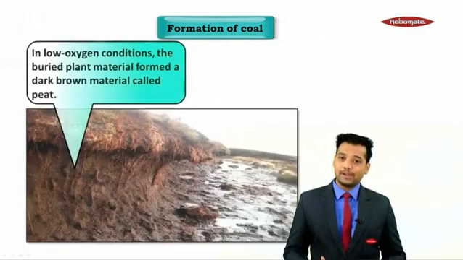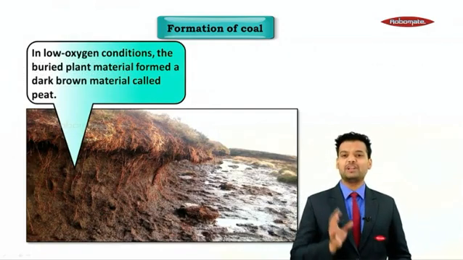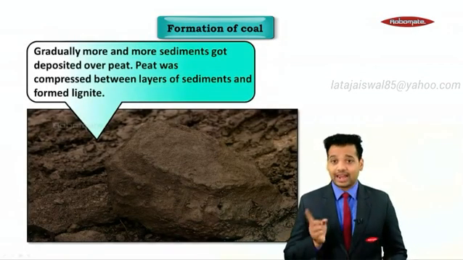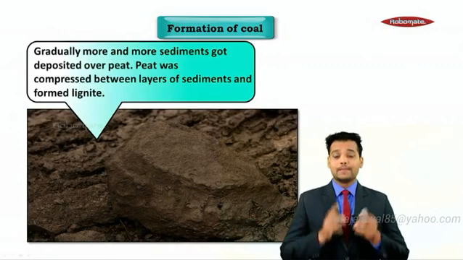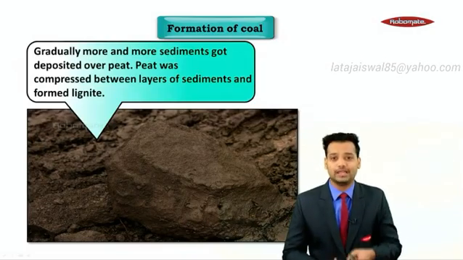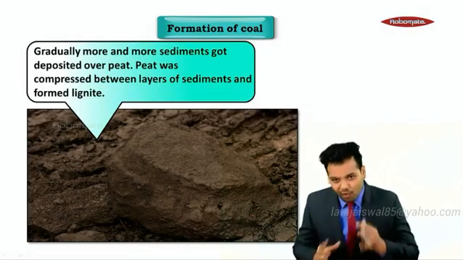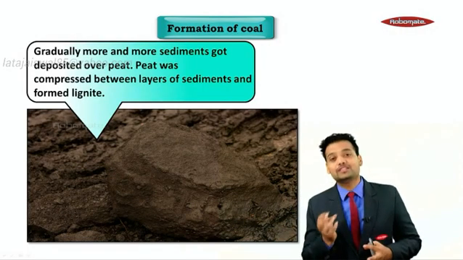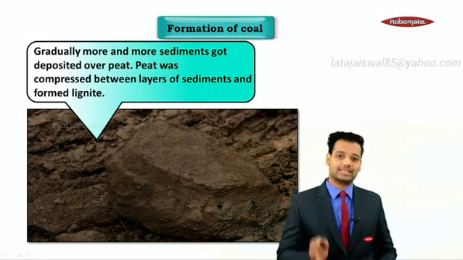And with that, in low oxygen conditions, the buried plant material formed a dark brown material called peat. And gradually more and more sediments got deposited over the peat. Peat was compressed between layers of sediments and formed lignite. So, with a lot of pressure from the layers of soil above, the peat, that is the remains of plants, got compressed into a coal called lignite.